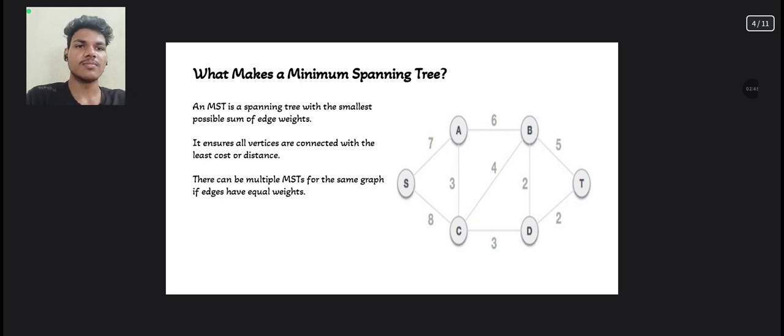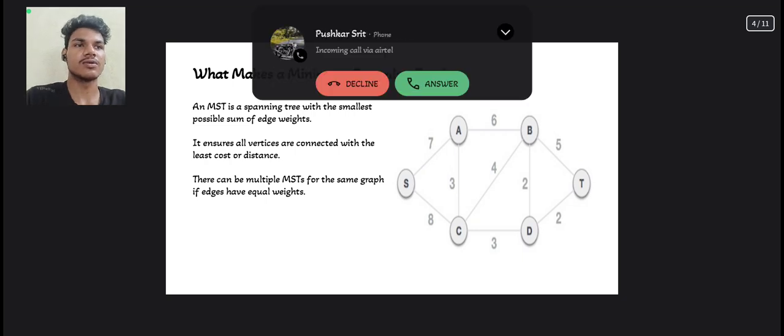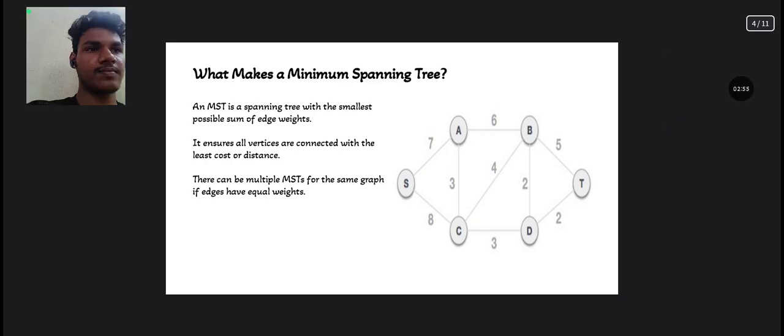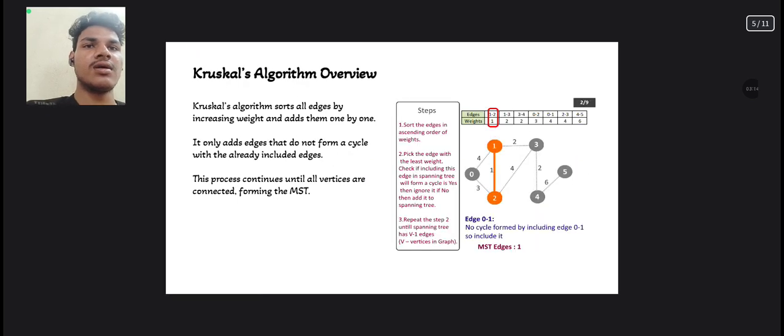There can be multiple minimum spanning trees for the same graph. They ensure all vertices are connected with the least count of distance. Here we can see the vertices are connected. We want to find the least count by connecting the vertices. There can be multiple MSTs for the same graph if the edges have equal weights.